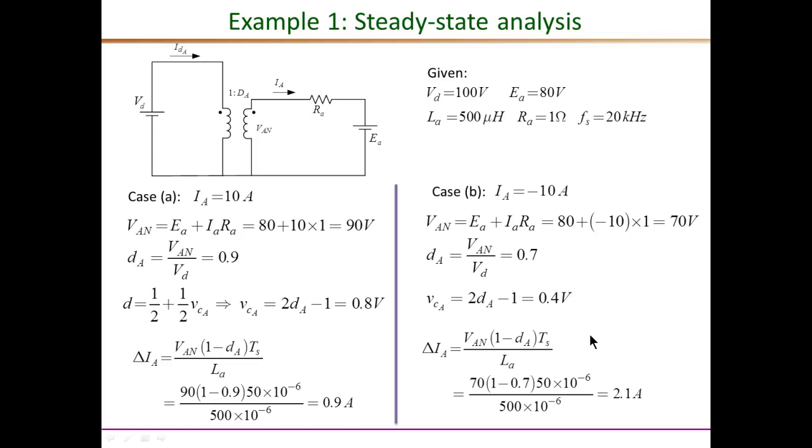Then for the peak-to-peak ripple, same equation, but both VAN and D are different. VAN is 70 and D is 0.7. If you use those values, with the same frequency and same L, you get 2.1 amperes peak-to-peak inductor current ripple.